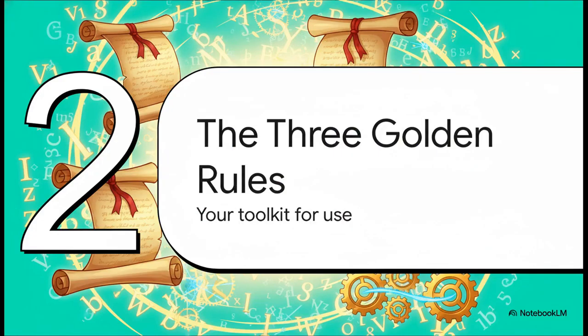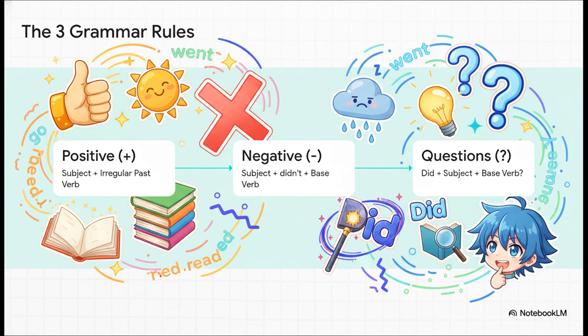Now, just because you have to memorize the words themselves, that doesn't mean it's a total free-for-all. Nope. There are actually some super simple, super powerful rules for how to use them. Think of this next part as your toolkit. Let's call them the 3 golden rules. So here's the game plan. We're going to walk through how to build a simple, positive sentence. Then we'll look at how to make it negative, and finally, we'll cover how to ask a question. Once you get these 3 patterns down, you are going to be unstoppable.